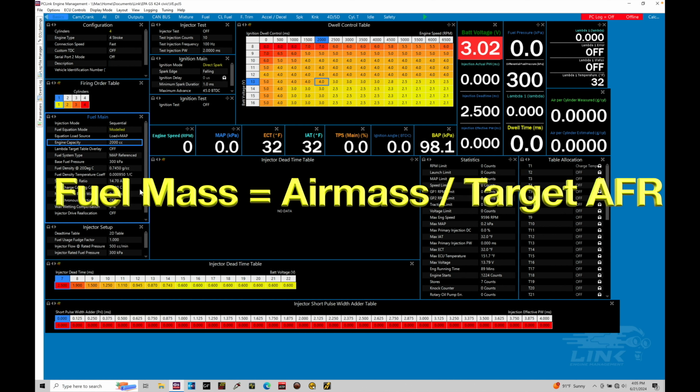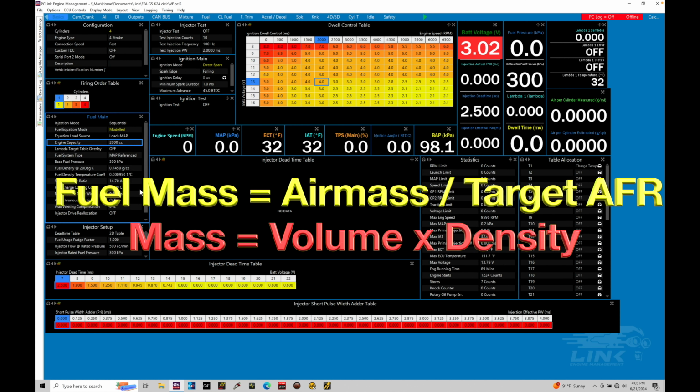Let's break this down a little bit further so we can understand conceptually what mass actually represents. Mass is going to be the volume times the density. The best way that I like to describe this is if you have a cup and we know the volume of the cup, and we fill it up with water. We know the density of water. We know the volume of the cup. Therefore, we would know what the mass of the cup would be.